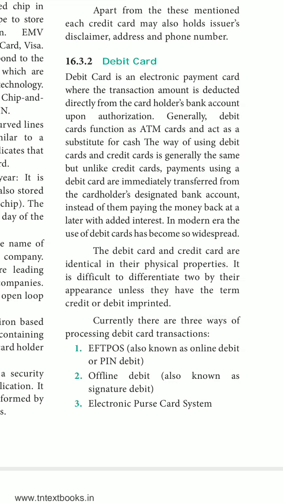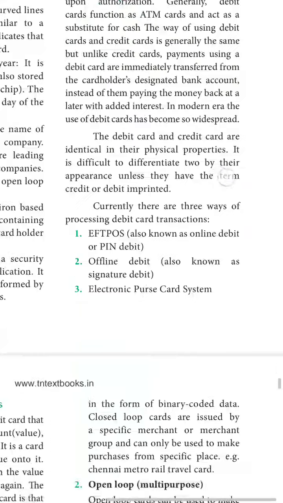So this is the debit card, and there are currently three ways of processing debit card transactions. EFT POS; POS means point of sale. Mostly the point of sale is used here. When you swipe a card, you receive a message that you have purchased something at this POS. So EFT POS is used here.